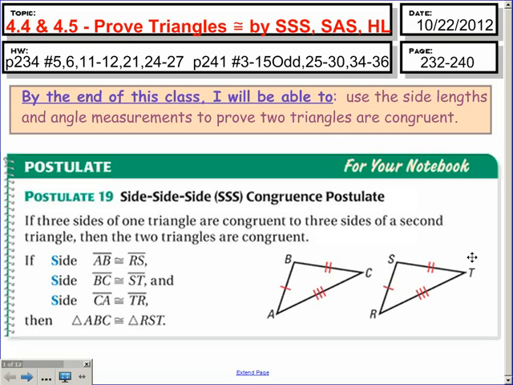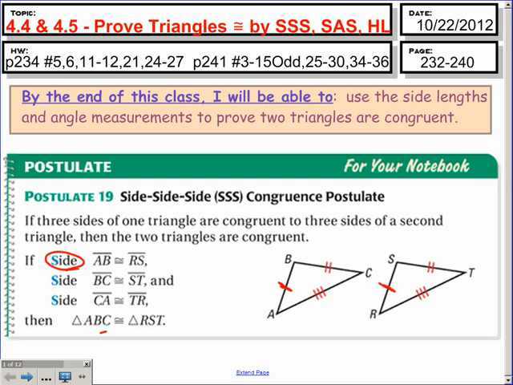It's really straightforward. It says if 3 sides of one triangle are congruent to 3 sides of a second triangle, then the 2 triangles are congruent. So when we talk about this, here's a side. If we talk about AB right here being congruent to SR, that's one side of one triangle and the corresponding side of the other triangle. There's a second side and a third side.